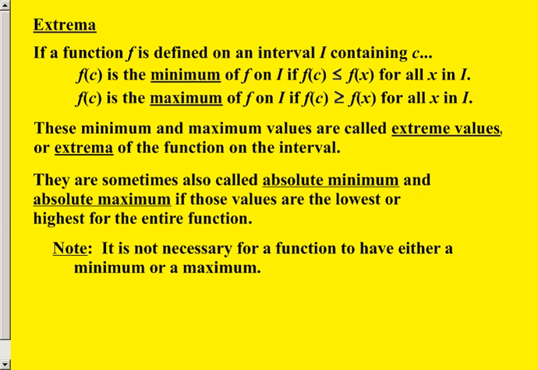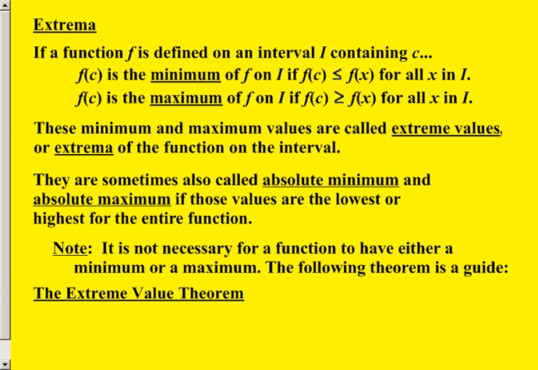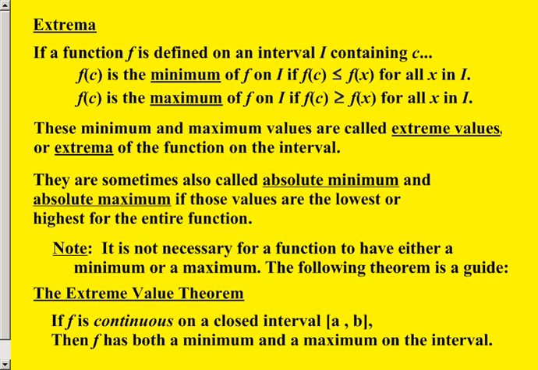Okay, so note, it is not necessary for a function to have either a minimum or a maximum. Now, typically they do, it just depends on the type of function. The following theorem is a guide for such information, and it's called the extreme value theorem. The extreme value theorem says if a function is continuous on a closed interval from a to b, then the function has both a minimum and a maximum on the interval.